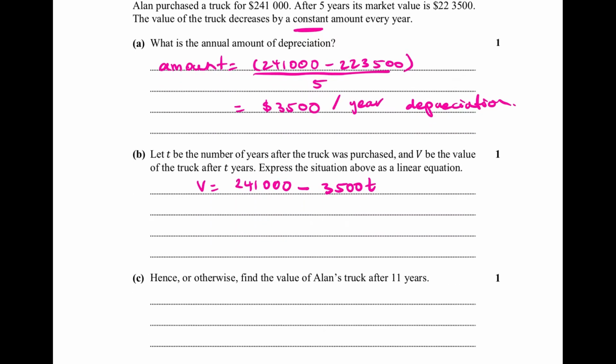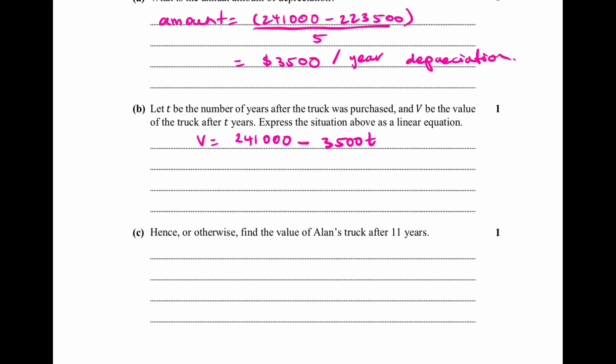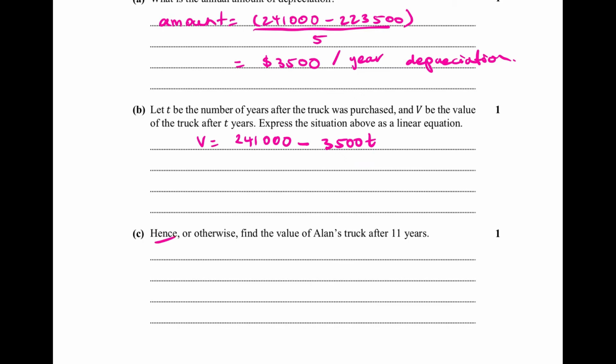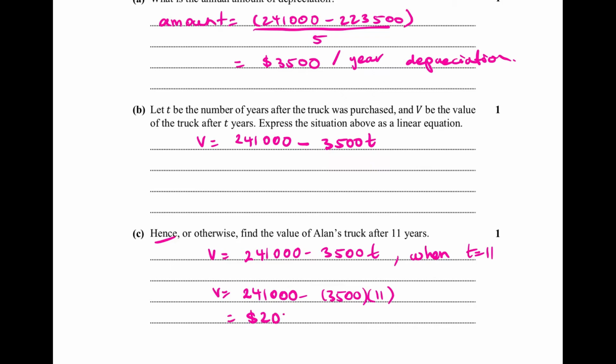Part C, hence or otherwise, find the value of Alan's truck after T years. Obviously going to use hence, and it's simply going to be using the formula we just established before. When T is equal to 11, V is equal to 241,000 minus 3,500 times 11, which gives me $202,500. Those were really easy.